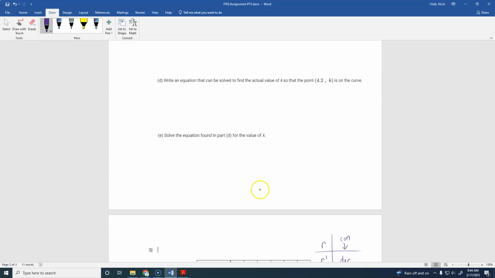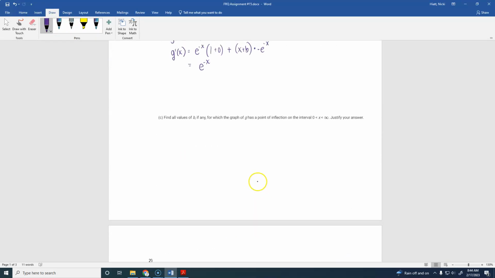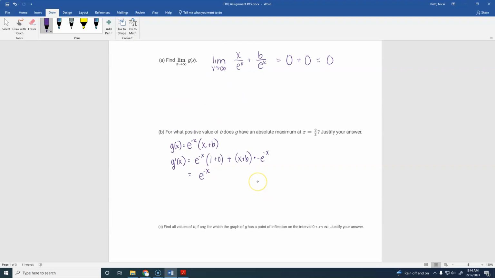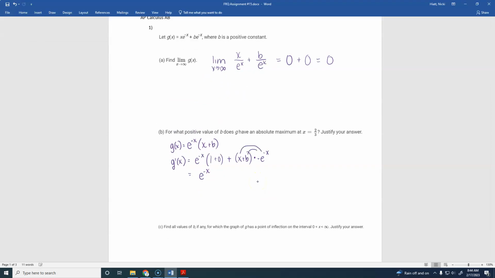So if we distribute this here, we're going to get minus e to the negative x times x minus e to the negative x times b. And all of those terms have an e to the negative x, so it's going to be to your advantage to factor that out. And when you do, you get 1 minus x minus b.